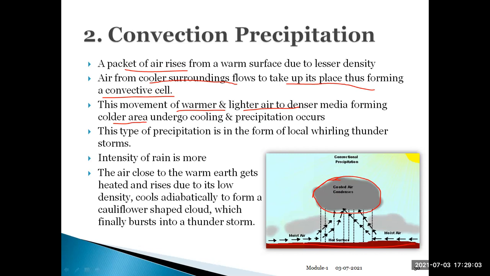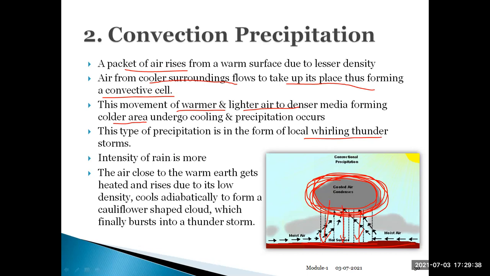You can see here, from this hot surface the air masses get lifted, and from the surrounding the lighter, cooler air molecules also get lifted, and it will form a convective cell. After forming the convective cell, condensation occurs, the cooling process occurs, and precipitation will occur. That is called convection or convective precipitation. This type of precipitation you can see in the case of thunderstorms.